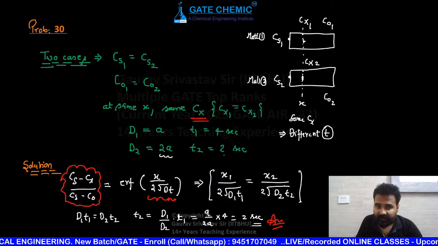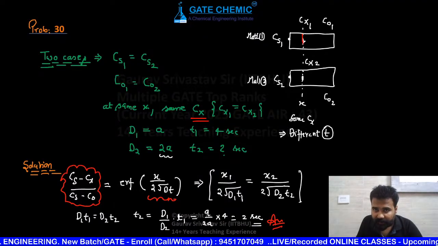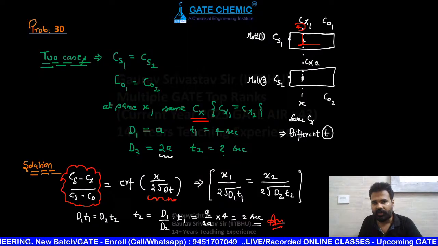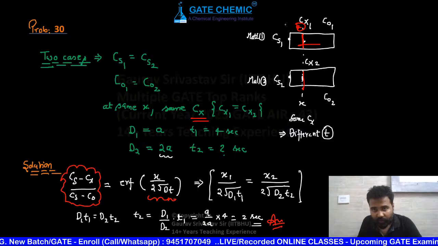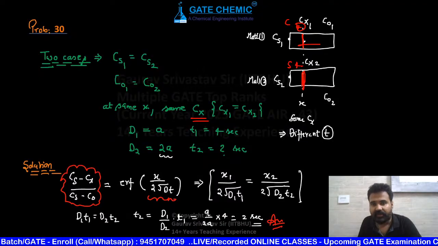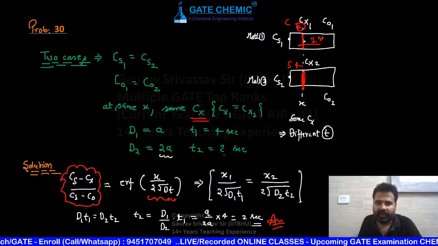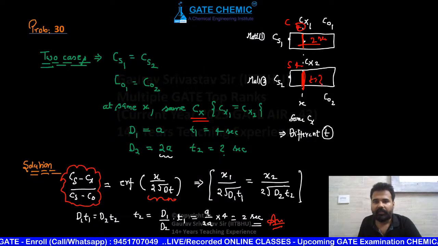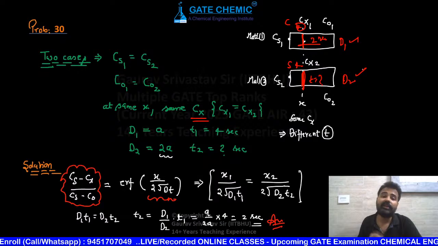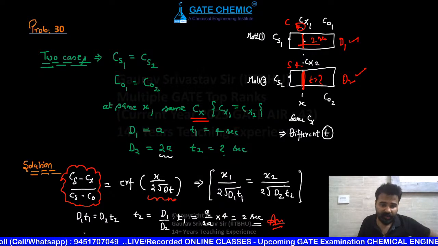Suppose the concentration here is 4 units, and here also 4 units, carbon 4 units, here sulfur 4 units, at the same distance. Then if the time here is 2 seconds, what is the value of time here, if the diffusivity here is D1 and here is D2? This is your problem.